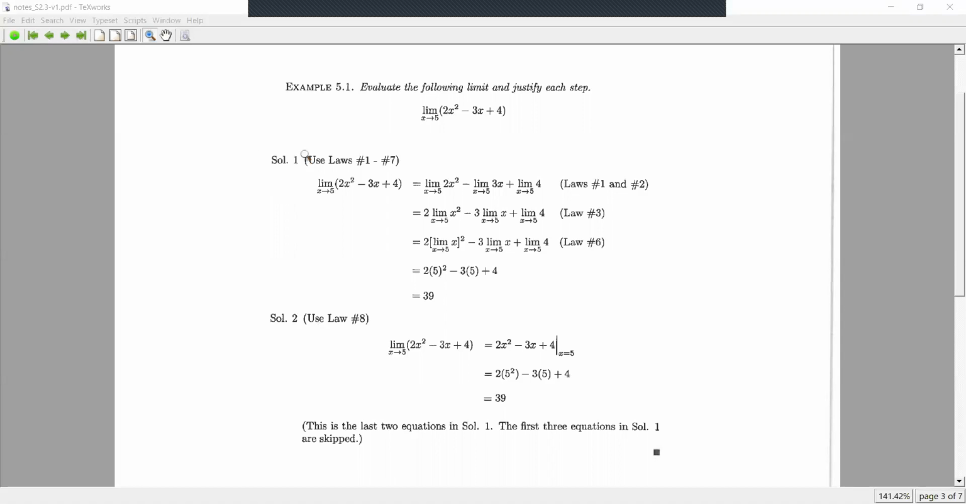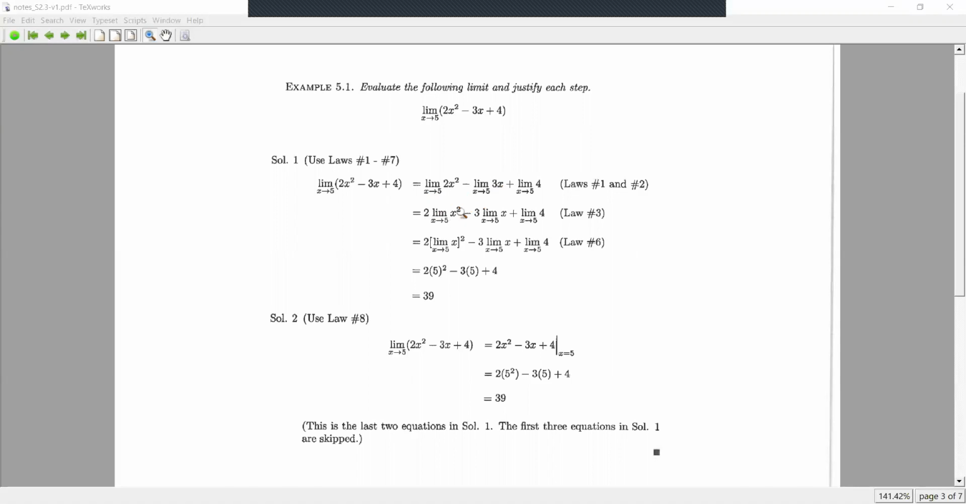Now, solution 1. By difference and summation laws, I can split this limit into this limit minus this limit plus this limit. Then by the constant times a function law, I can move constant 2 outside this limit and constant number 3 outside this limit to get this equation.